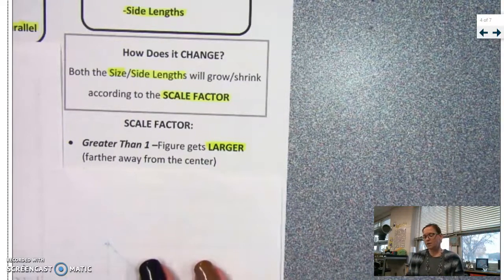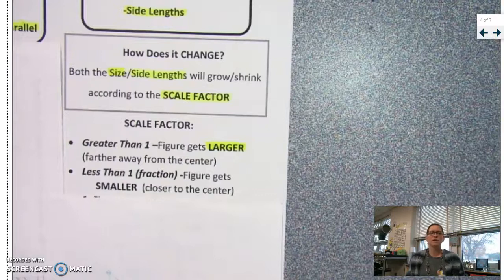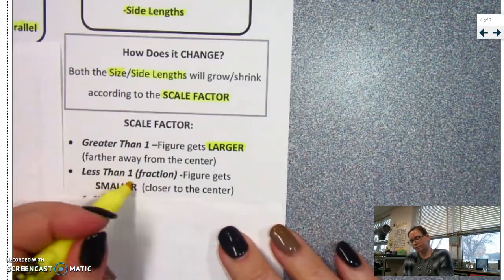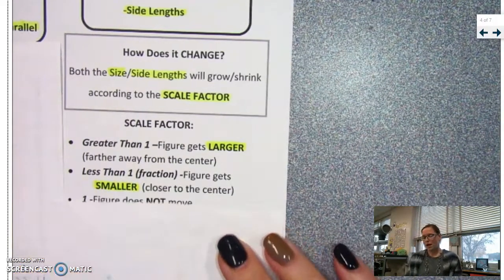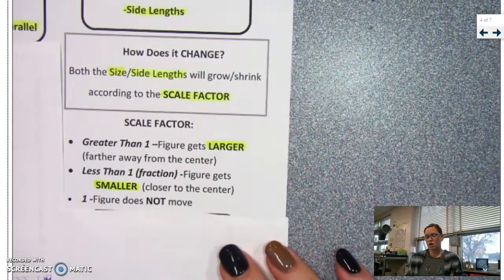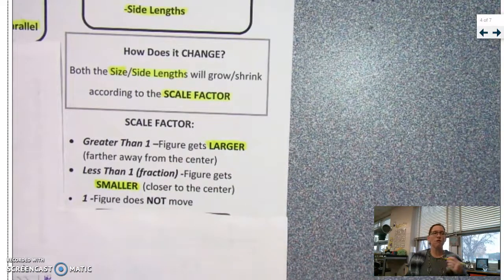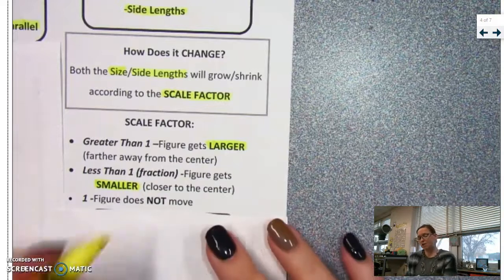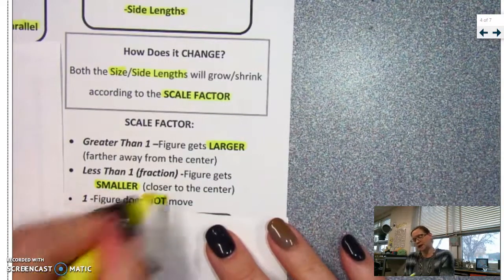If the scale factor is less than 1, that means we're dealing with a fractional scale factor. That means that the image is going to get smaller toward the center. So if this was the center dot right here, it would get smaller toward that center. And we also learned that if a figure has a scale factor of 1, anything times 1 is itself. So if it's itself, it does not move.